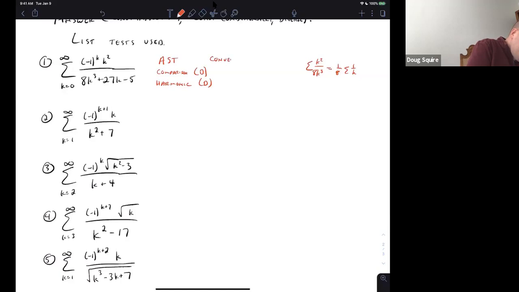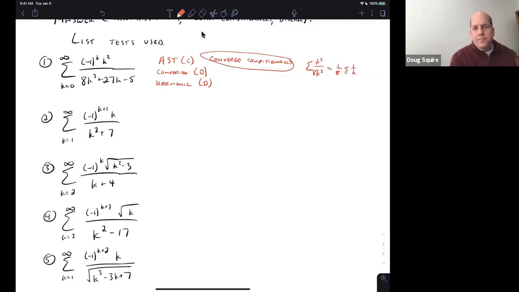But the actual conclusion will be that the series converges conditionally. Does that make sense to everybody? Any questions on that? Okay, and so what we're listing over here is, on the far left, we've got that.